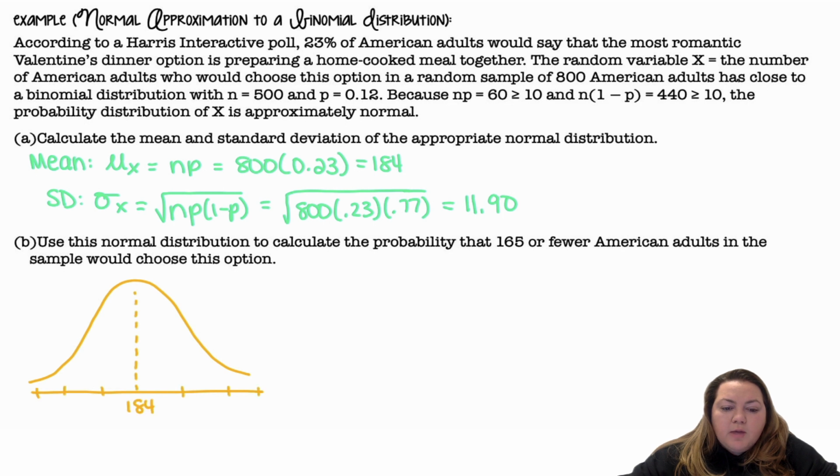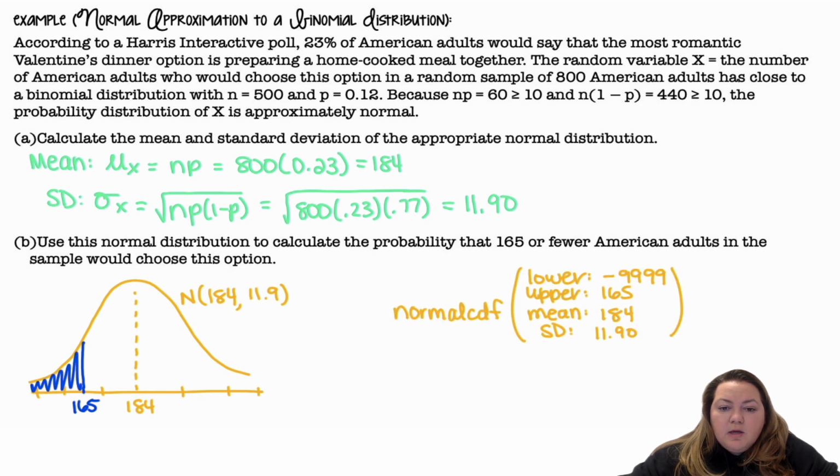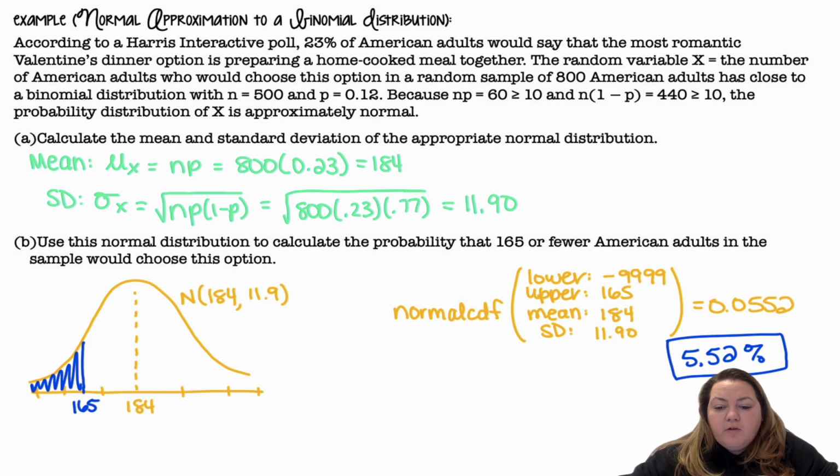Okay, so we have 184 here in the center. We're going to go to 165, and use the normal distribution to calculate the probability that 165 or fewer American adults in this sample would choose this option. So we're shading here, and we get a normal CDF of 0.0552, so 5.52%. Remember, for normal CDF, your lower bound goes to negative infinity, so we put negative 99999, upper bound 165, mean 184, standard deviation 11.90.